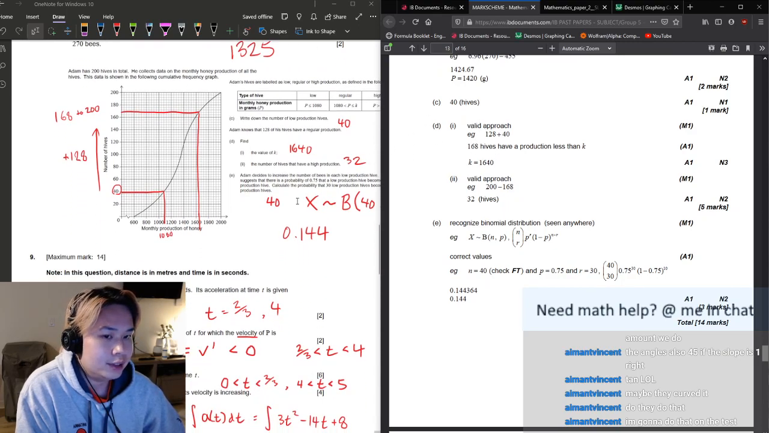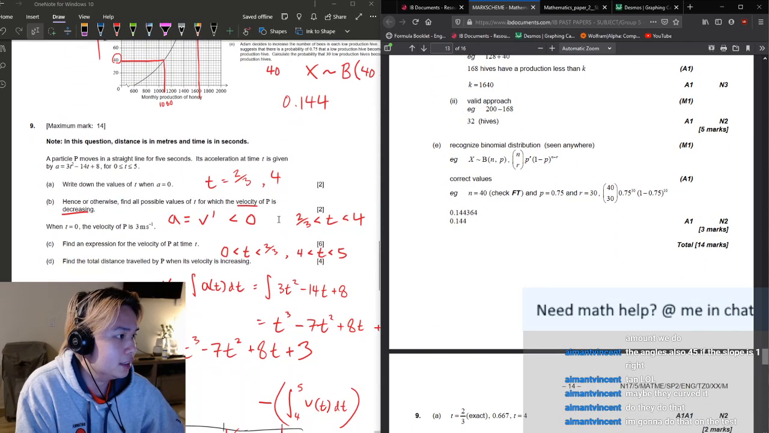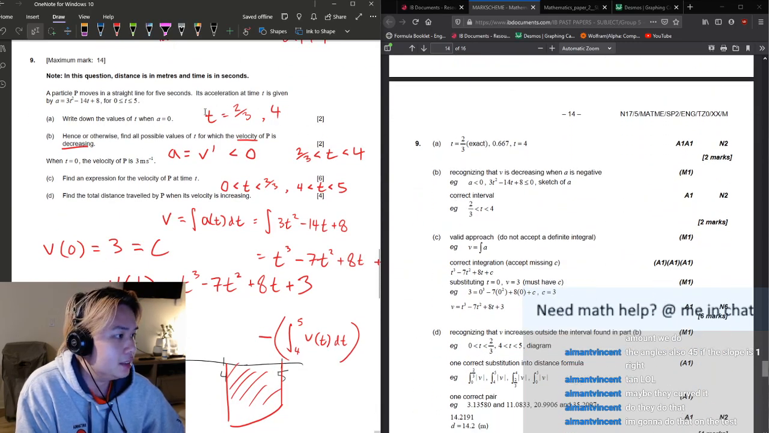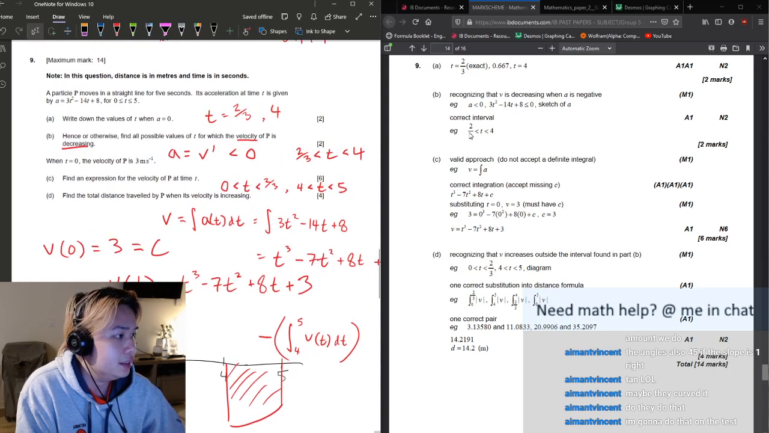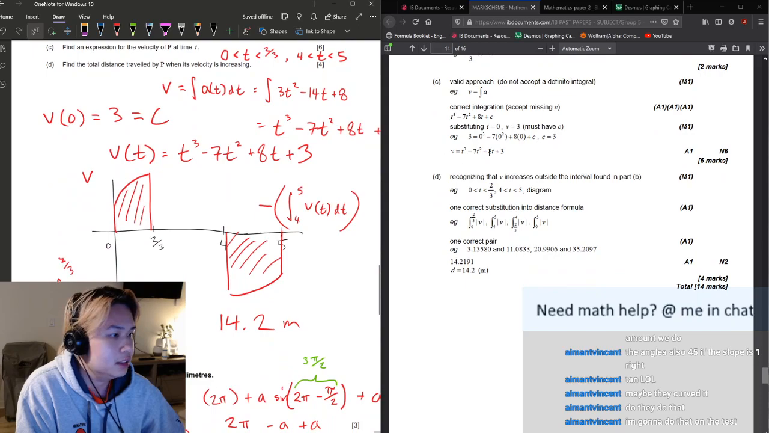Okay, and then 40 hives, yeah. 1640. I have 1640. 32 hives. 144. Yeah, I guess you gotta be careful of putting stuff into a calculator. Okay, 2/3, 2/3, and 4. I have 4. Between 2/3 and 4, between 2/3 and 4. Okay, here's your function right there. I have the same thing.